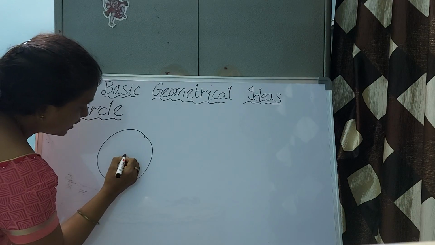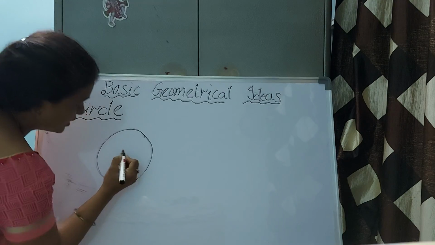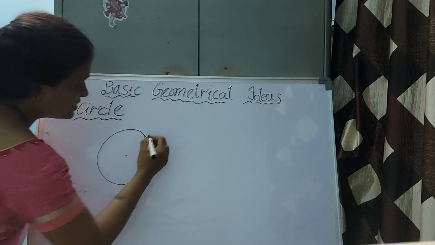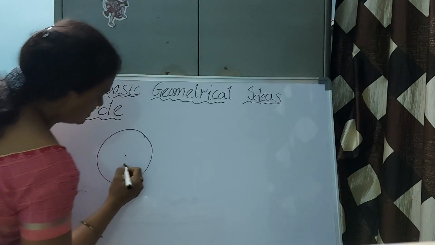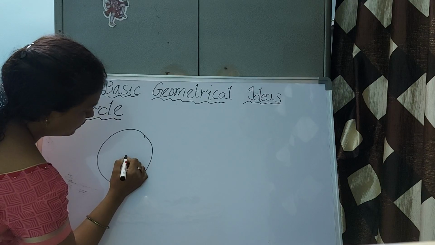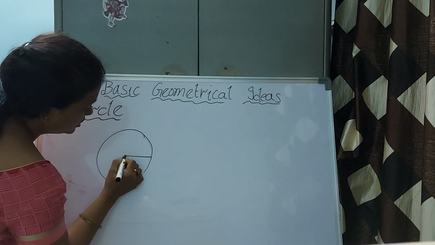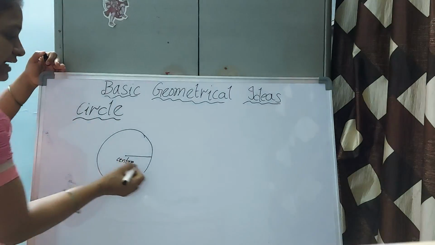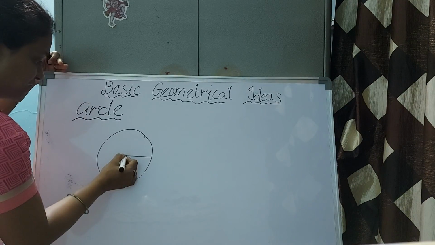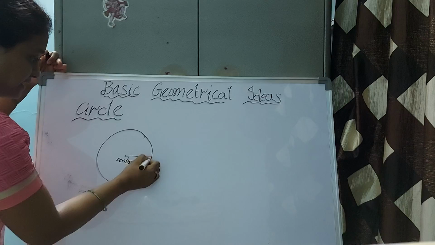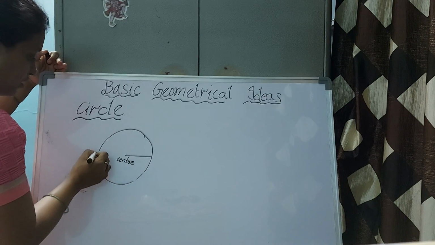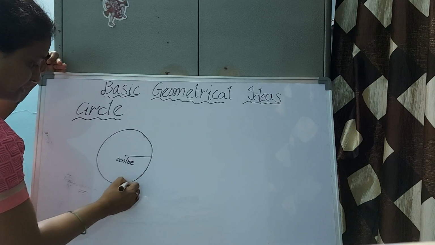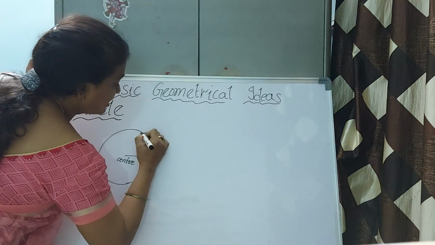See, if I keep one dot here, this dot we call the center. And the length of this circle we call the circumference.